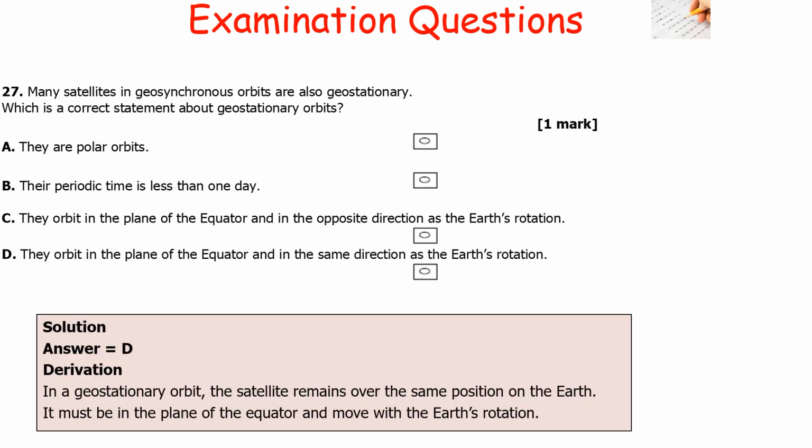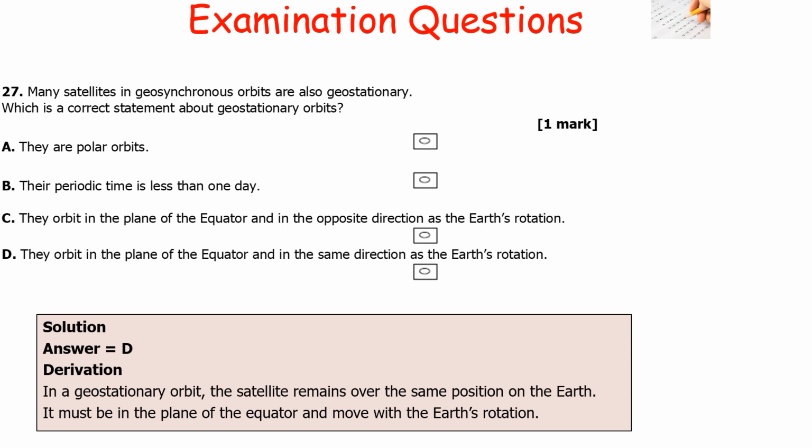So the answer here is D, because in a geostationary orbit, the satellite remains over the same position on the Earth. That's a fact because it's orbiting at the same rate that the Earth is spinning or rotating, and therefore it must be in the plane of the equator and move with the Earth's rotation because it has an orbit of 24 hours, and that's only the case at the equator. And it must go with the Earth's rotation for it to be in the same place above the Earth at all times.